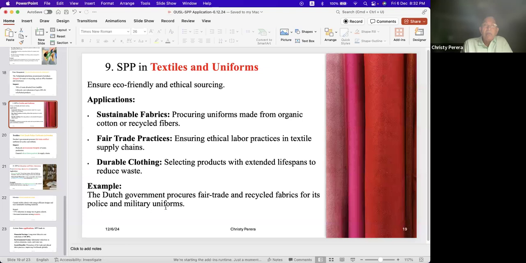For example, the Dutch government procures fair trade and recycled fabrics for its police and military uniforms. In Sri Lanka also we can do that. If we have those days, we had that. I mean, it is not a big thing. I mean, that Pesha Karma, right?